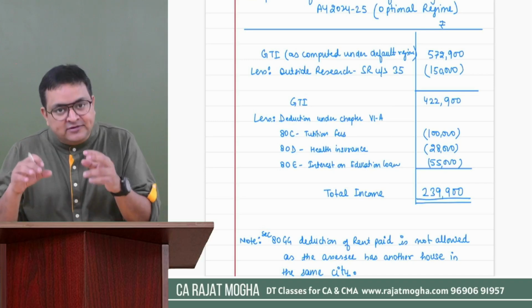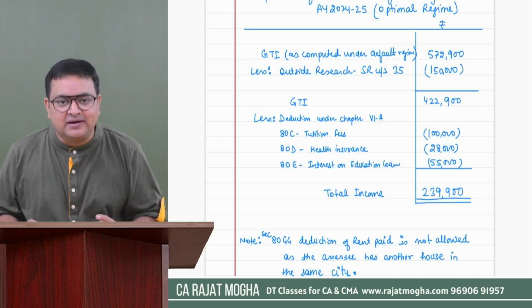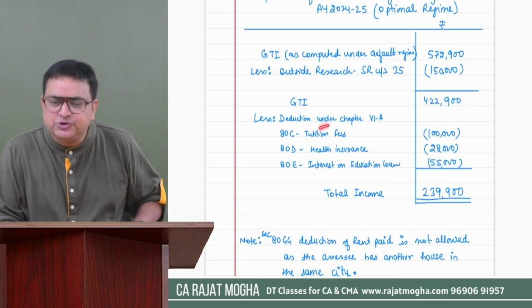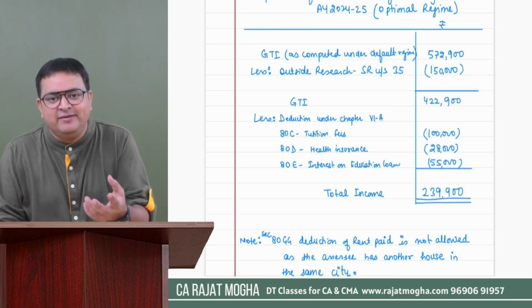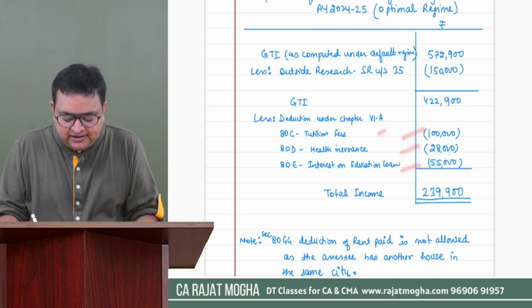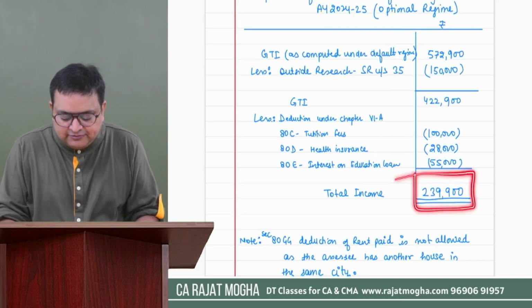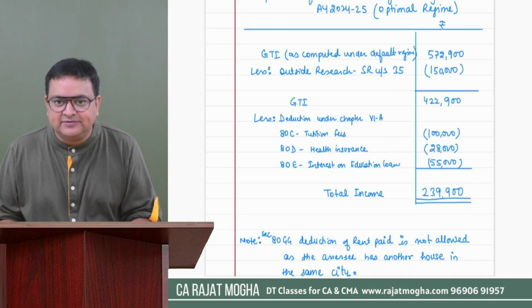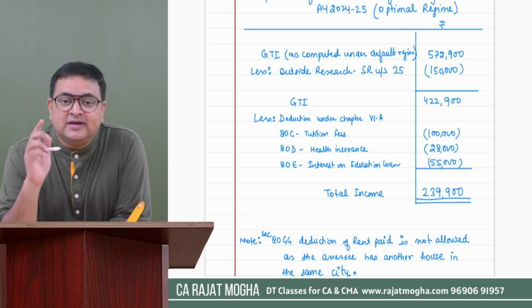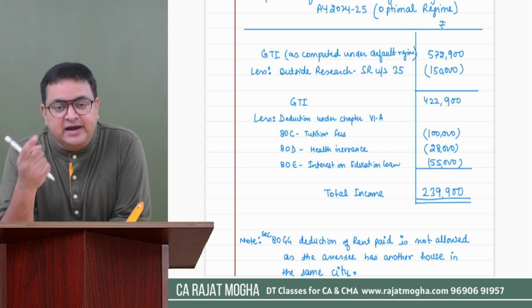Actually, the examiner wants that you should work smartly. So this is my GTI, and then we will show the deductions also, because they are available under the optional tax regime: 80C, 80D, and 80E. So after deduction, our total income comes to 2,39,900 rupees. Correct. Also one more thing, because the assessee is paying their rent also.